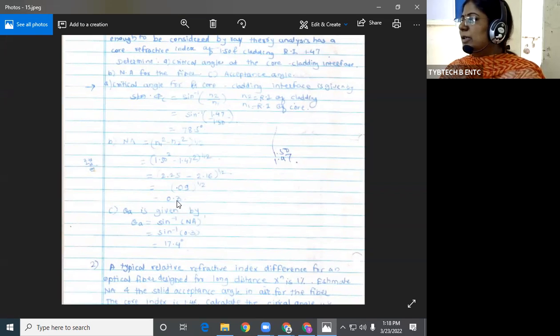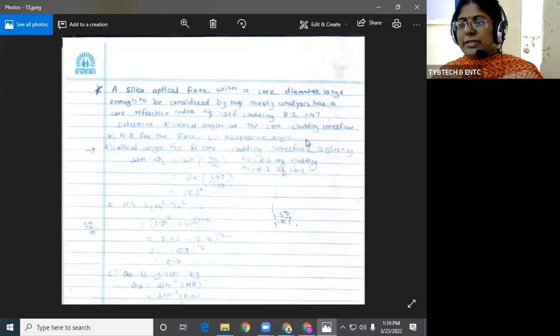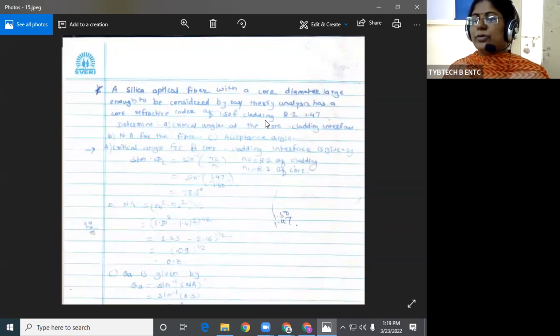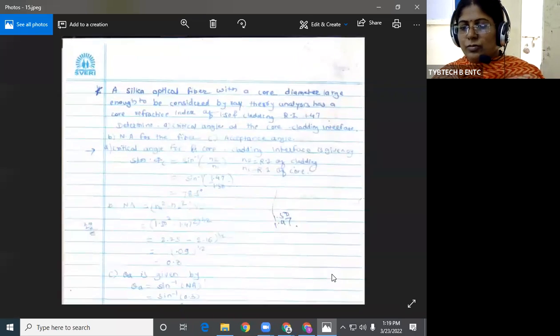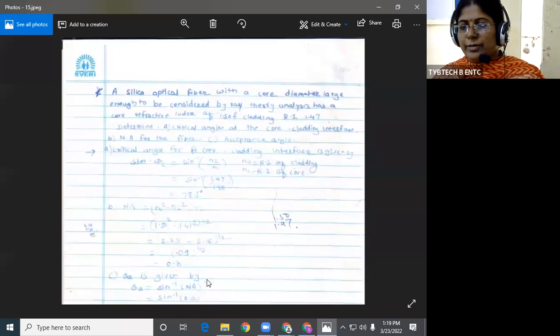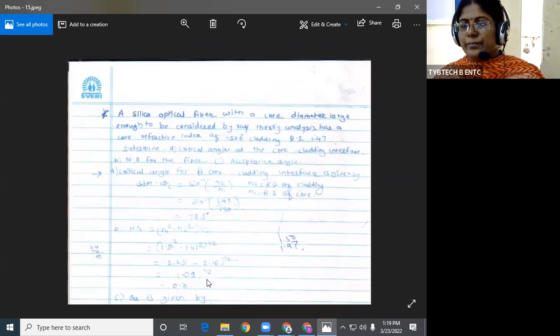Solve this numerical and write it down in your notebook. Last lecture I asked you to write it down. I hope you have written. n1 is 1.50, n2 is 1.47, and then phi c question mark, NA question mark, and acceptance angle question mark. Now I will not open this last part. You only tell me how to calculate the next part.